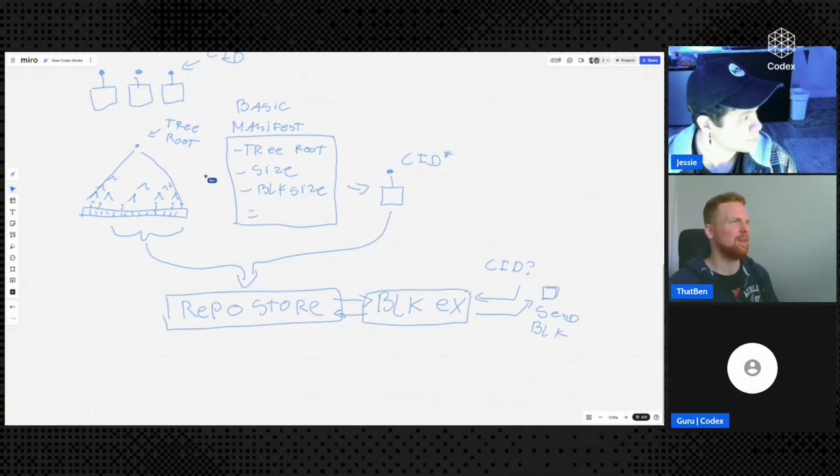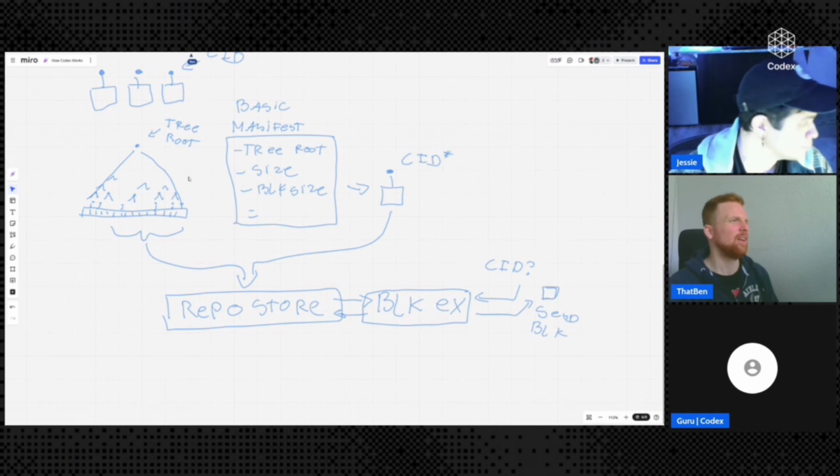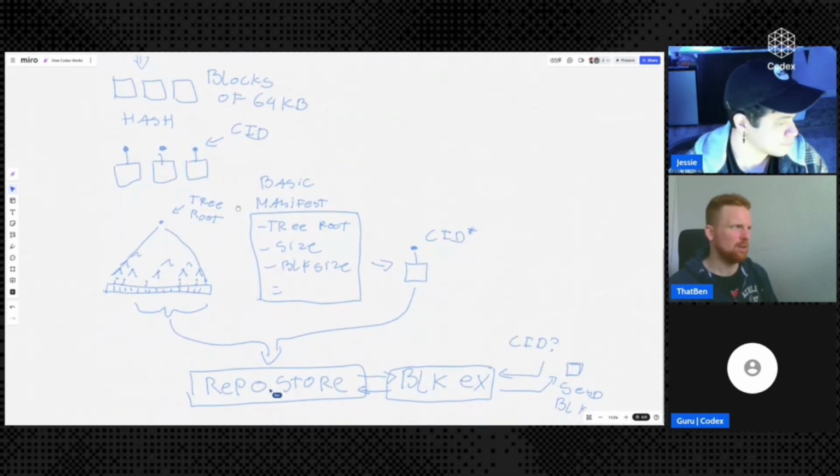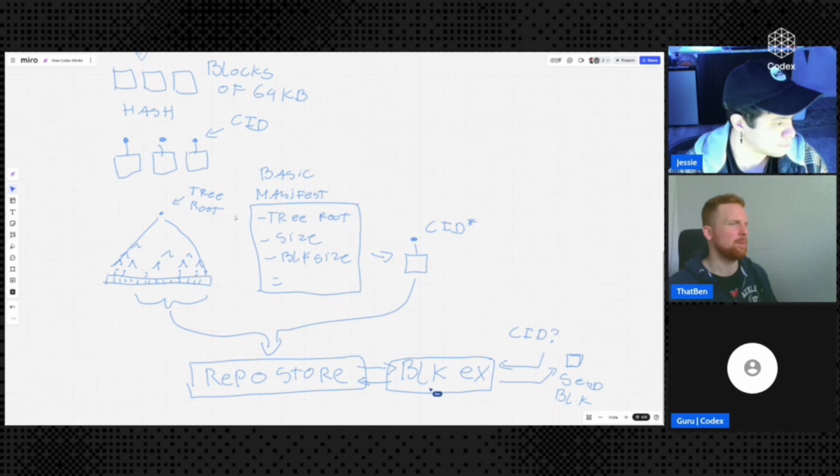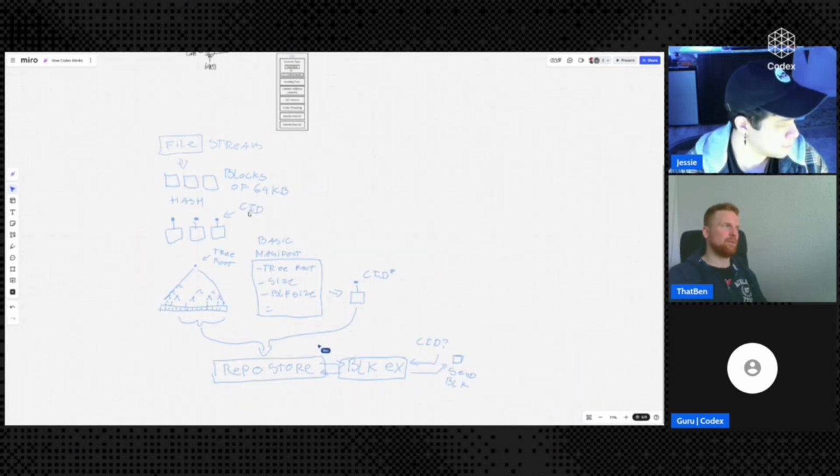But you see, if you go through the flow like this, your data ends up in this bucket, and from here it can be accessed by people. This is what happens when you upload a file to Codex.